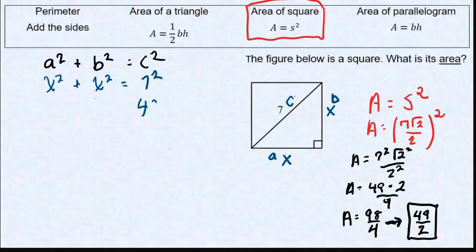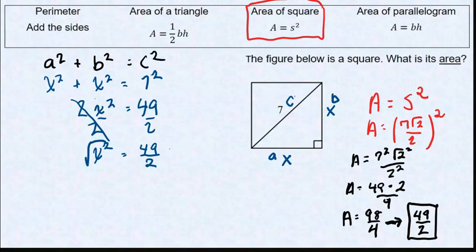So 7 squared is 49, x squared plus x squared is 2x squared. I'm going to divide by 2, and now I'm going to get x squared equals 49 over 2. If you notice, the area has already made its appearance. But because we're just looking for the side, I just want to finish it. But if you choose to stop there, you can.